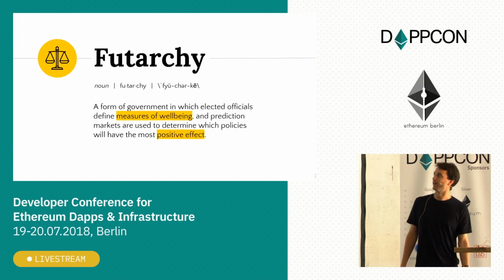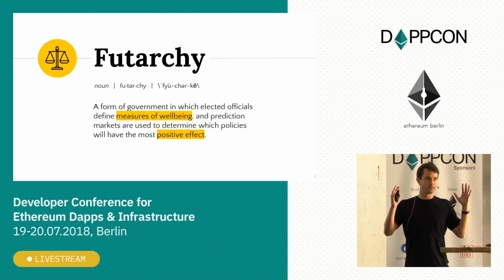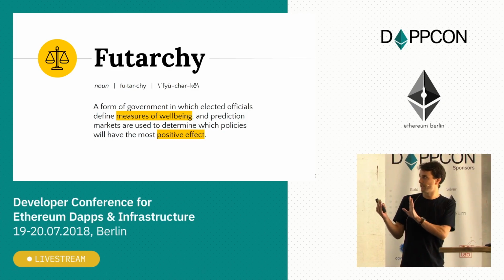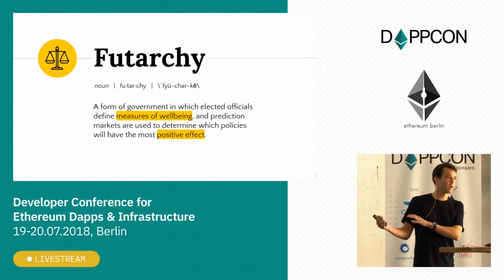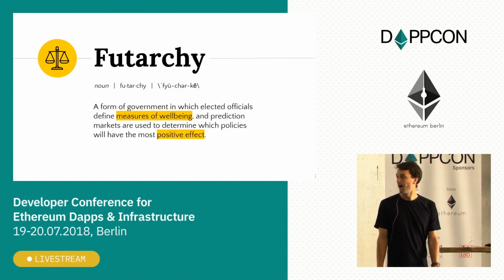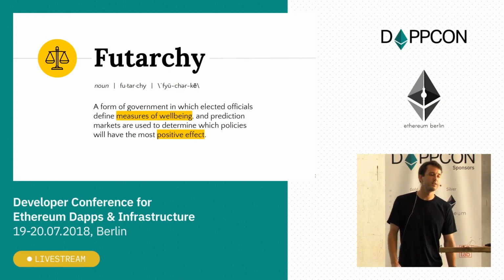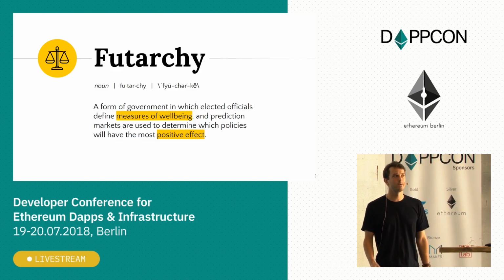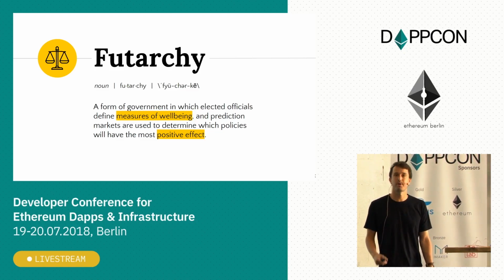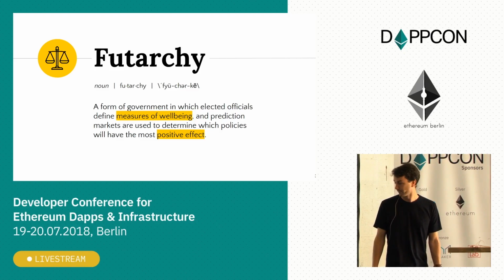So what is Futarchy? Futarchy is pronounced like the word future with the suffix archy that's used in words like anarchy and monarchy. And Futarchy is a proposed system of governance that uses prediction markets to determine which decisions will have the most positive effect.